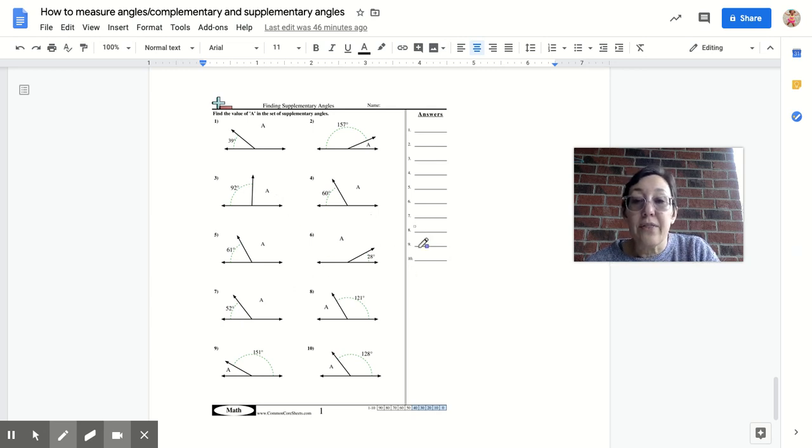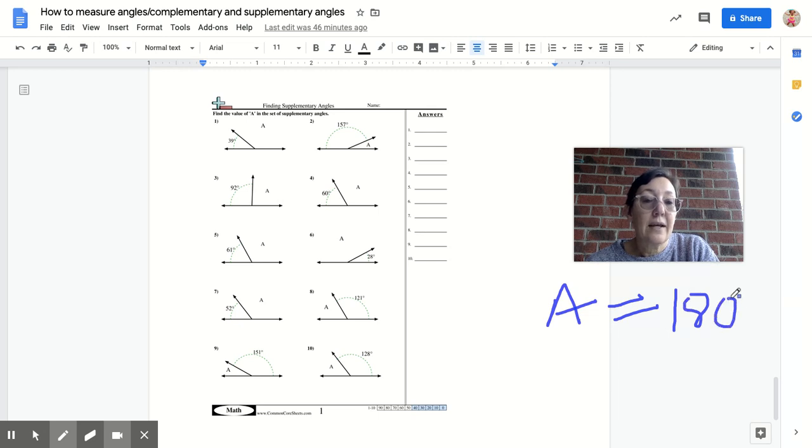So that's what all these are about. So if we're going to figure out A, I'll write an equation. Let's do number 3 together. A equals, I know they all equal 180, so A can equal 180 minus 92. So A equals 180 minus 92. That's how we can find what this missing piece of the supplementary angles is.